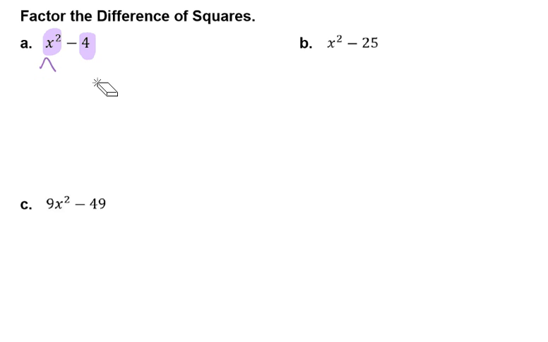Now it only works to factor this way when our symbol between them is a minus sign. If that was a plus sign, we couldn't do this. So essentially what we're looking for are two numbers that will multiply to 4, but if you notice, there's no b value. So this is really an x squared plus 0x minus 4. So I'm looking for two numbers that will multiply to negative 4 but add to 0, which is 2 and 2.